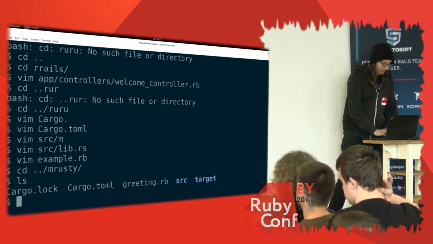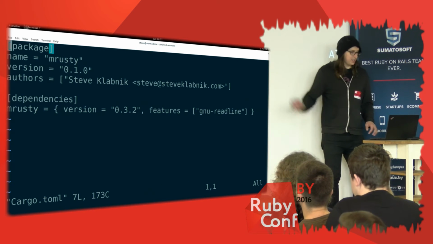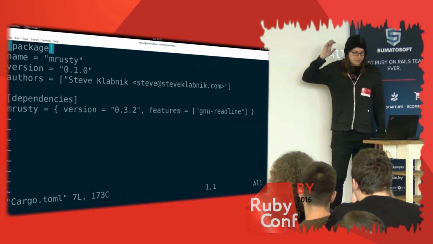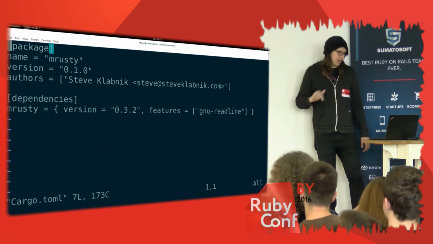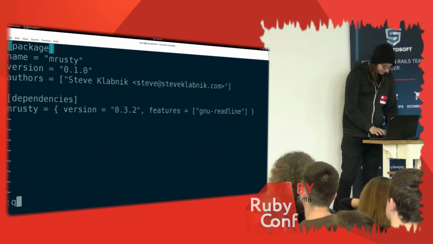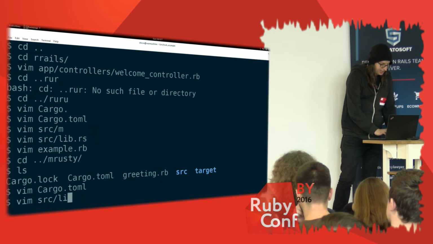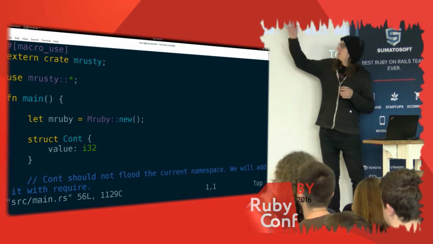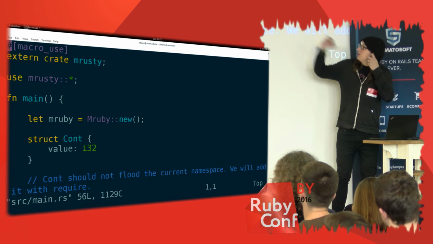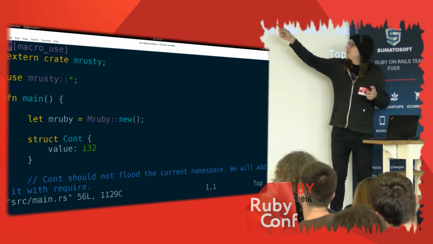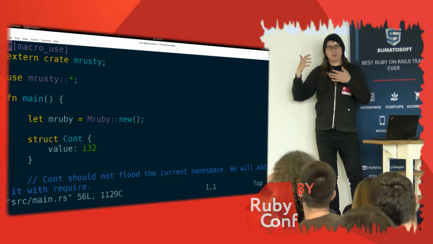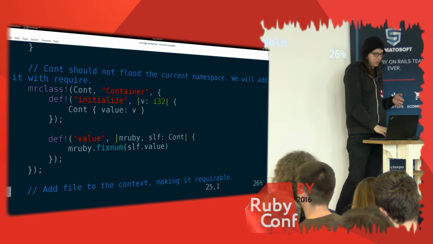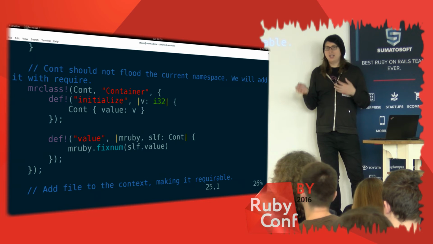In this project, we depend on this particular version of mRusty, and I'm also enabling this optional feature. You can make it without readline or with readline, but I need readline for my demo, so I'm turning it on. And then inside of our main.rs here, this time we say, hey, we want this mRusty crate, and then we use mRusty, and inside our main function, we make a new mRuby instance. So this actually spins up an mRuby VM. And then we have this container structure that stores a number. And then mRusty has a little bit of a different API than Ruru does.